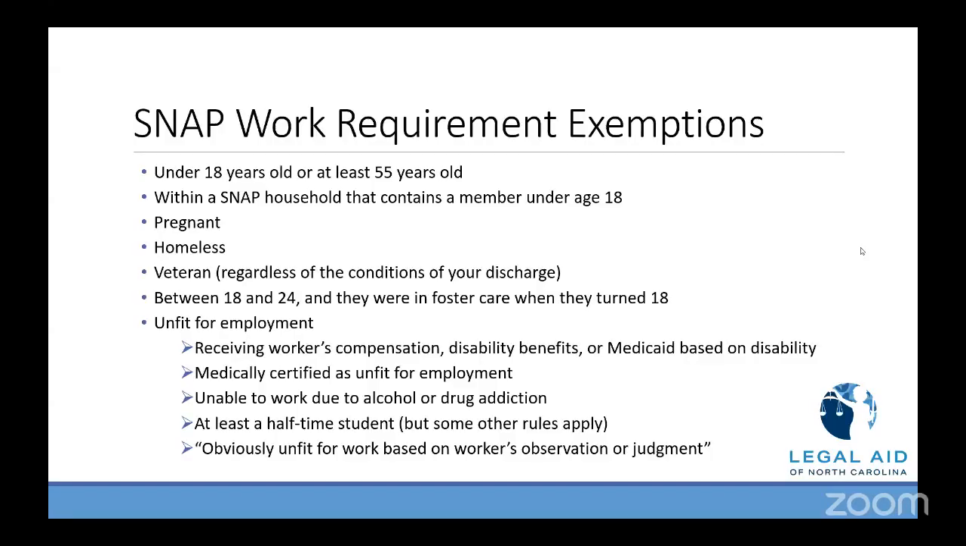These are people who may be unable to work due to alcohol or drug addiction, or if they are at least a half-time student. But just as a warning, there are some other special rules that apply that can make it difficult for college students to get SNAP benefits. There's some additional requirements for them. And then the last is just people who are obviously unfit for work based on the caseworker's observation or judgment. They do not have to meet the work requirements.